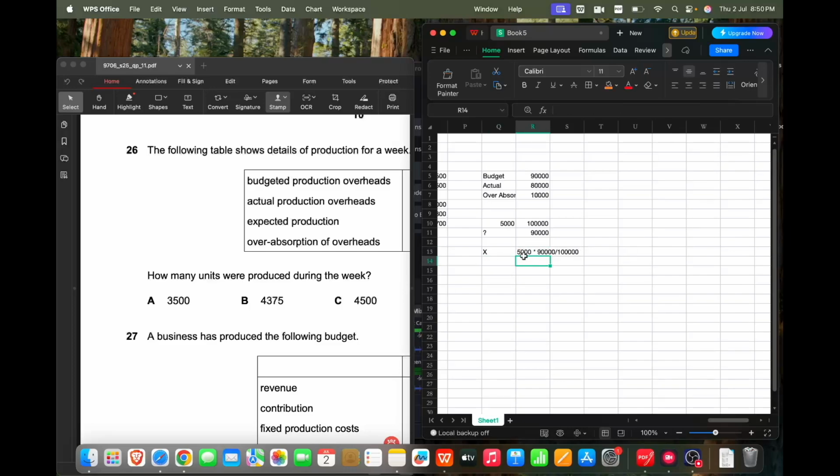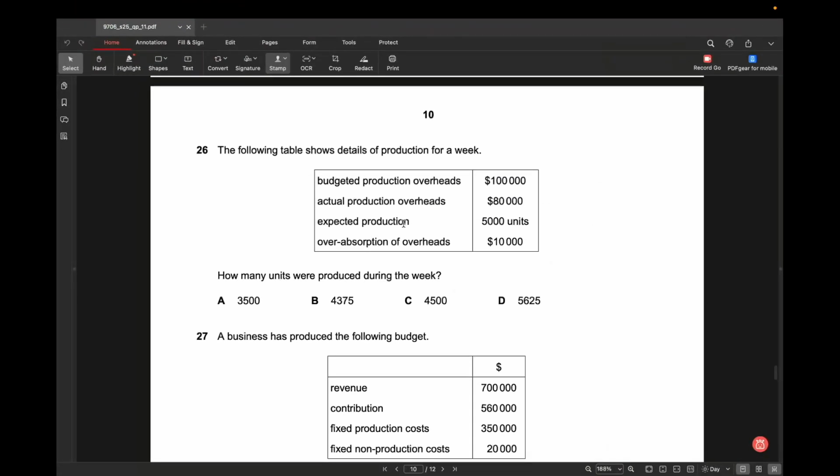I'll write that number in the equation now. And we are getting 4,500 units. So we have to produce 4,500 units in order to get 90,000 as my budgeted cost. And when I subtract that actual cost from the budgeted cost, I'll get the over absorption of 10,000. So your production for this week is 4,500 units. Answer for question 26 is C.